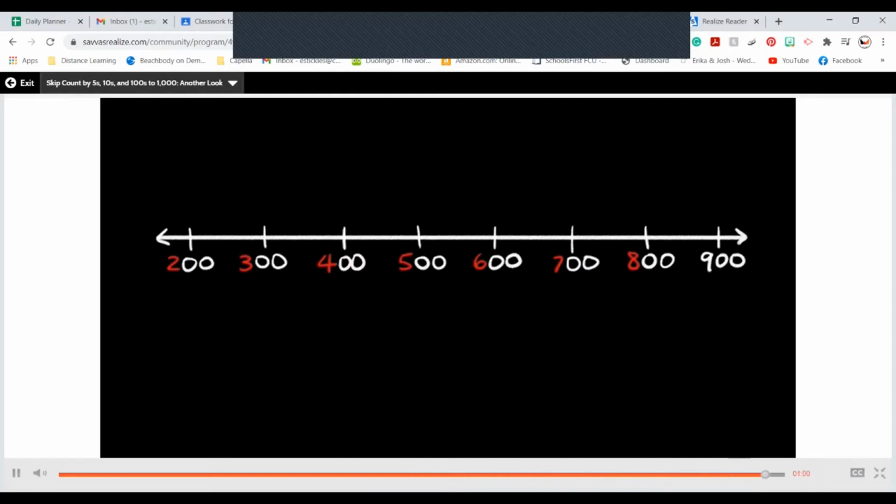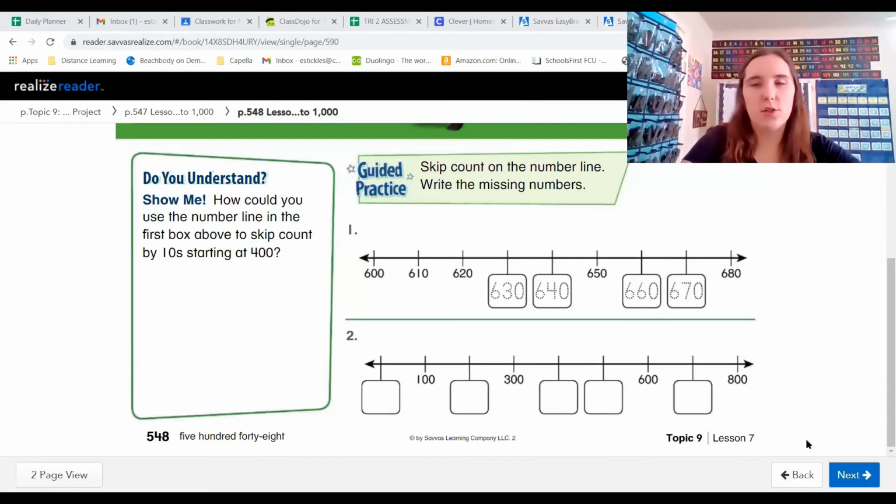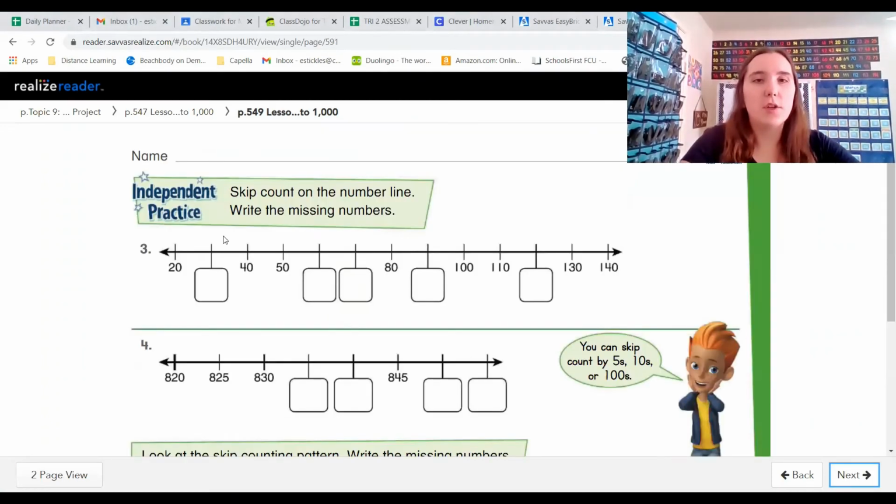Skip counting is a piece of cake, especially when you can figure out what the pattern is. Nice work! Let's hop back in our workbooks and let's turn that page. Let's do number 3. So we're doing the same thing we did in our guided practice. We need to fill in the missing numbers once we figure out what the pattern is. So let's look at our numbers.